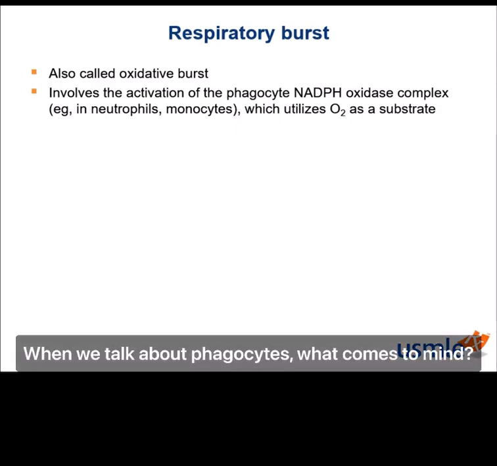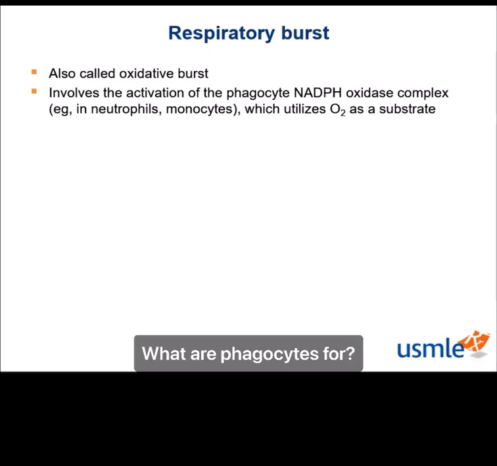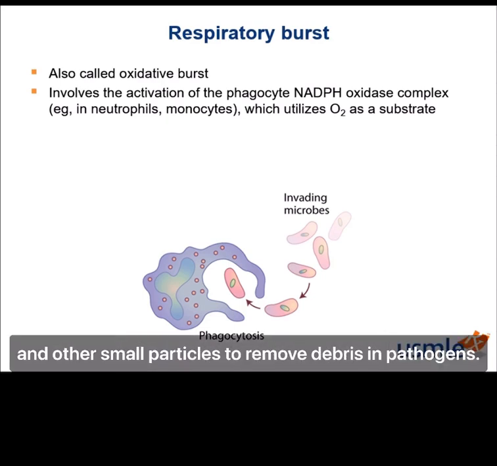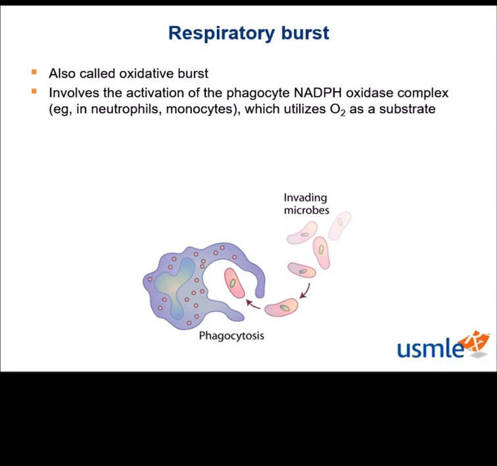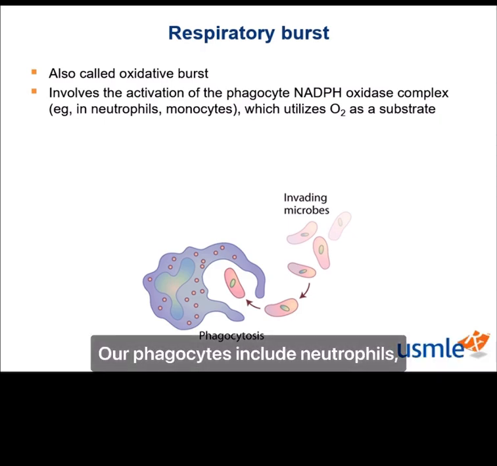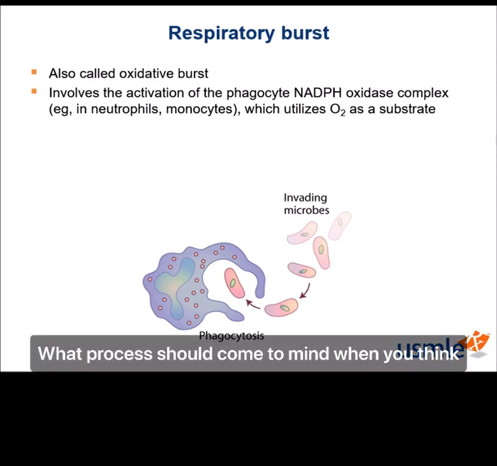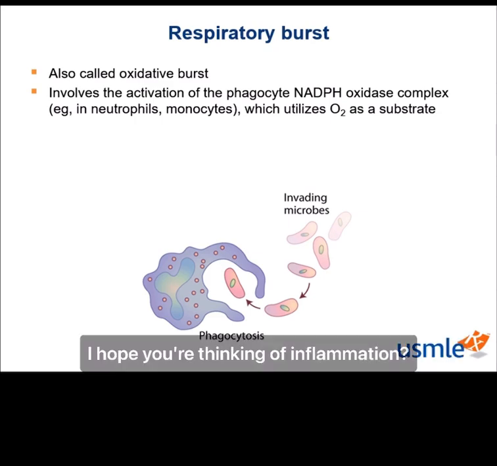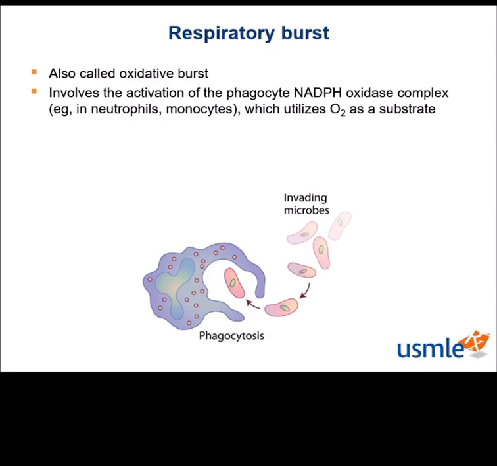When we talk about phagocytes, what comes to mind? What are phagocytes for? I hope this image comes to mind. Our phagocytes engulf bacteria and other small particles to remove debris and pathogens. Our phagocytes include neutrophils, macrophages, and monocytes. What process should come to mind when you think of those cell types? I hope you're thinking of inflammation.